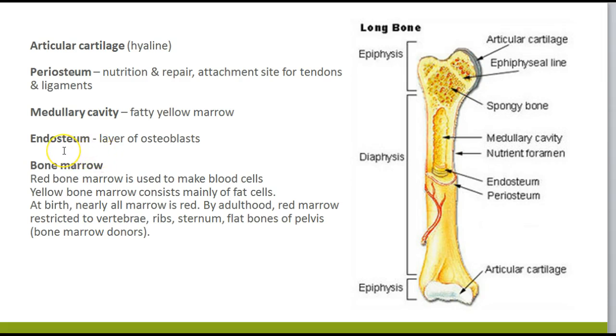And then we've got our bone marrow. So red bone marrow is used to make blood cells. Yellow bone marrow consists mainly of fat cells. And at birth, nearly all marrow is red, but by the time we reach adulthood, red bone marrow is only restricted to the vertebrae, the ribs, the sternum, and the flat bones of the pelvis.